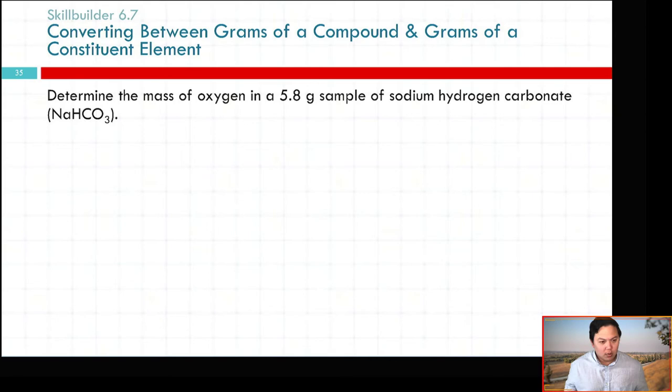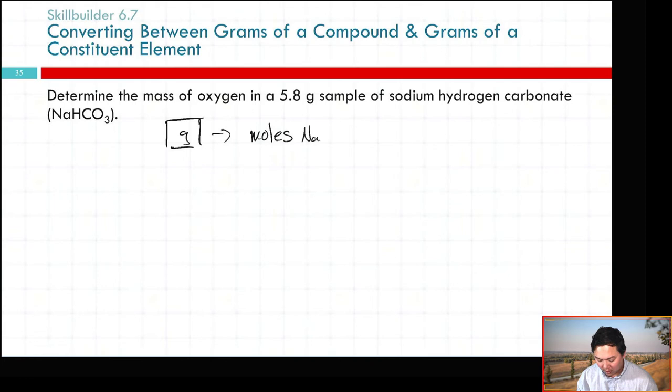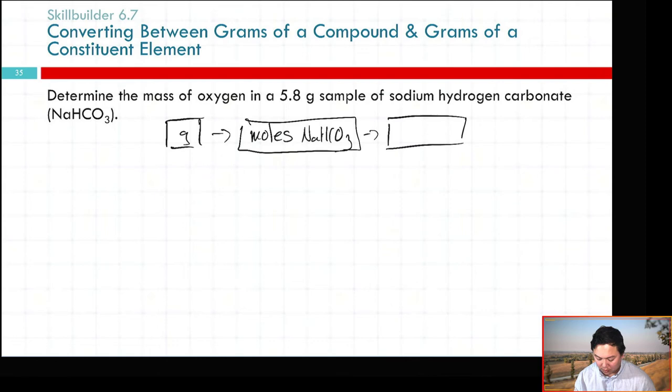So now let's determine the mass of oxygen in a 5.8 gram sample of sodium hydrogen carbonate. For most of these problems, you always need to go to moles at some point. For this one, we've started with grams, and we're going to go to moles of NaHCO3. And then from there, we can convert moles of NaHCO3 to moles of oxygen. And then, because we're looking for the mass of oxygen, we can go to grams of oxygen.